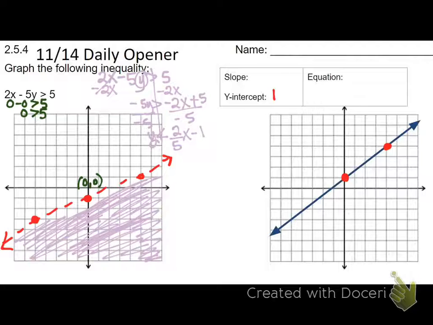We're going to go up how many? 1, 2, 3, and over how many? 4. So my slope is 3 over 4. 3/4. To write it in slope-intercept form, to write it as an equation, how do I rewrite this? Y equals 3 over 4.